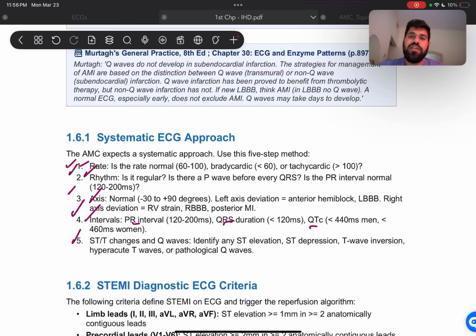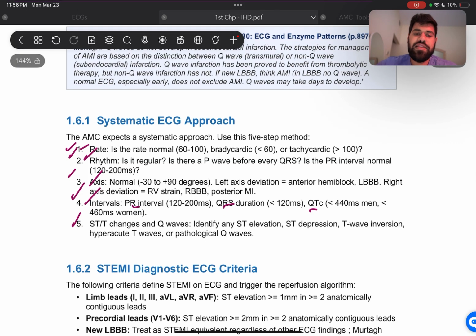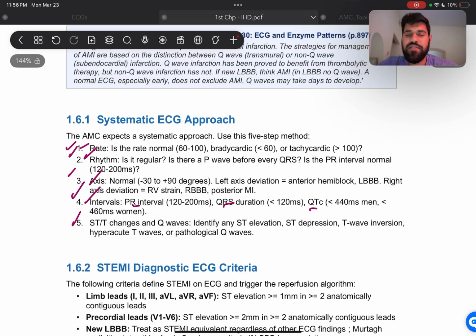All right, they'll maybe give you a value for it. Maybe they give you just the ECG. They'll maybe give you an ECG and ask you to count them and tell them what's wrong with this. And then ST-T changes and Q wave. So identify any ST elevations, ST depressions, T wave inversions, hyperacute T waves, or pathological Q waves.